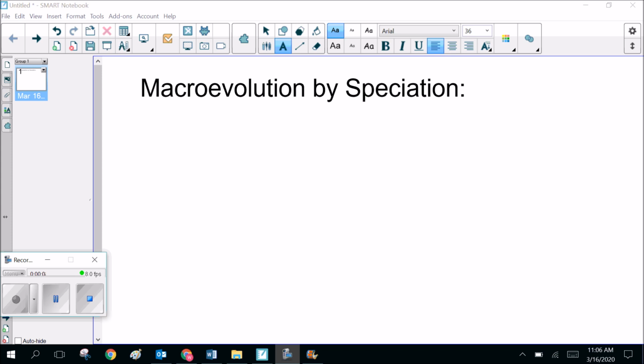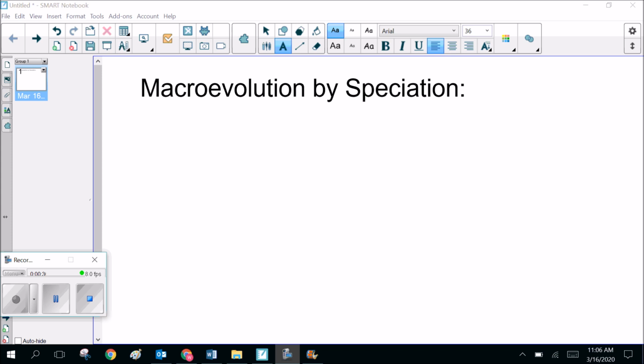All right, guys, so we are going to go ahead and take a little notes on macroevolution by speciation. This is where we left off last time. We've been talking about natural selection and about the adaptation of organisms to their environment. Well, today we're going to go ahead and hit up speciation, which is macroevolution.